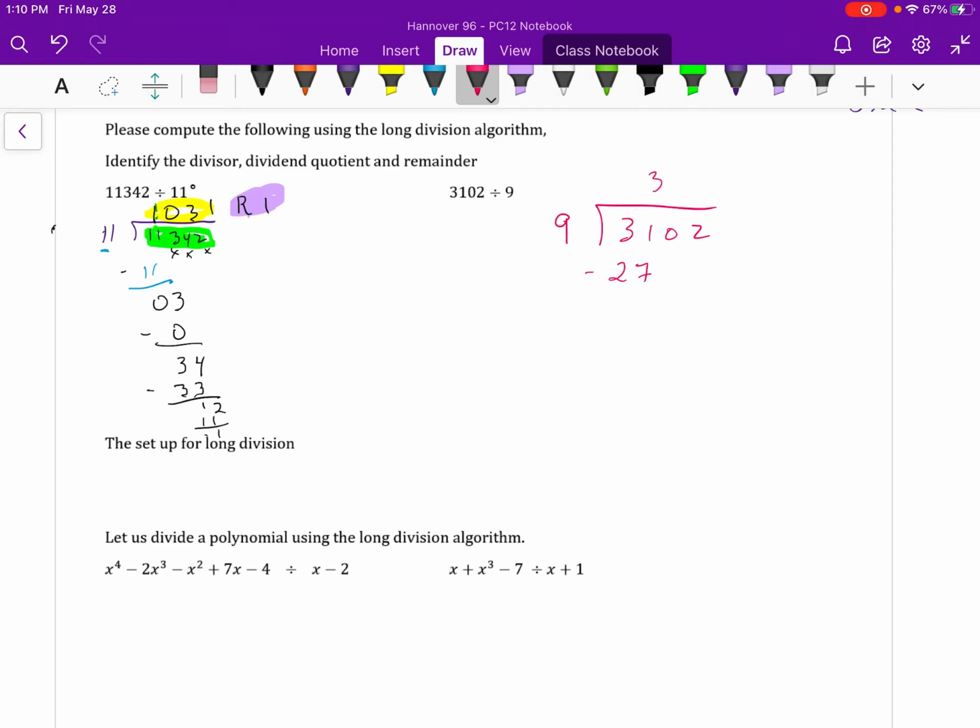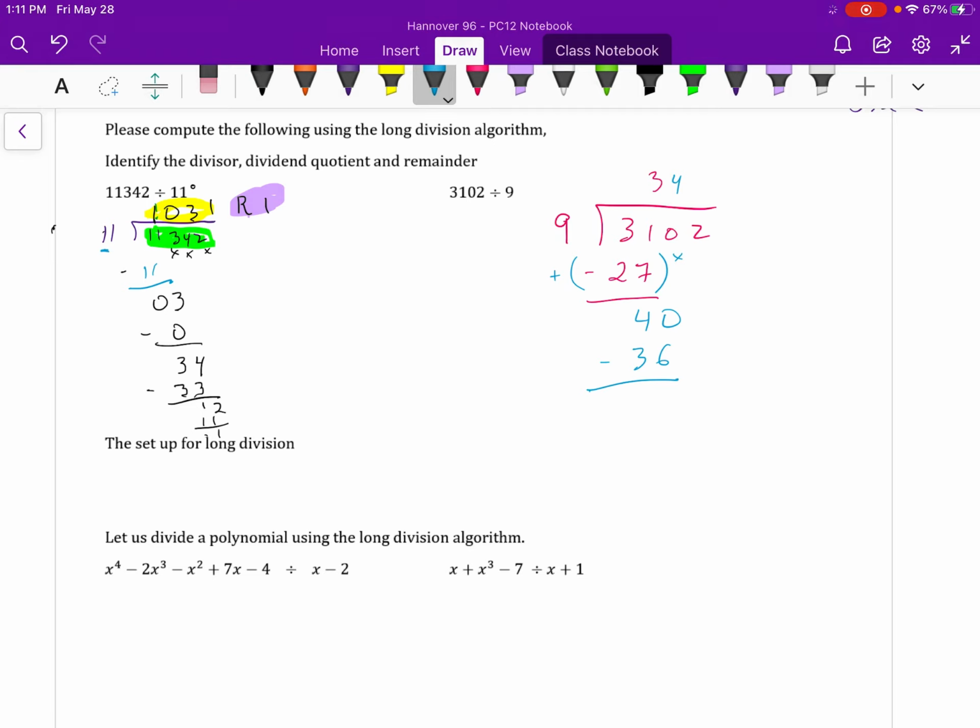All right. And then I'm going to subtract that. But wouldn't you know what? I'm terrible at subtracting. So what I'm going to do is I'm actually going to add the negative. So 31 plus negative 27 is 4. And the reason I can do that is subtraction is the same as adding the negative. Well, I carry down that 0. 9 goes into 40 4 times. 4 times 9 is 36.